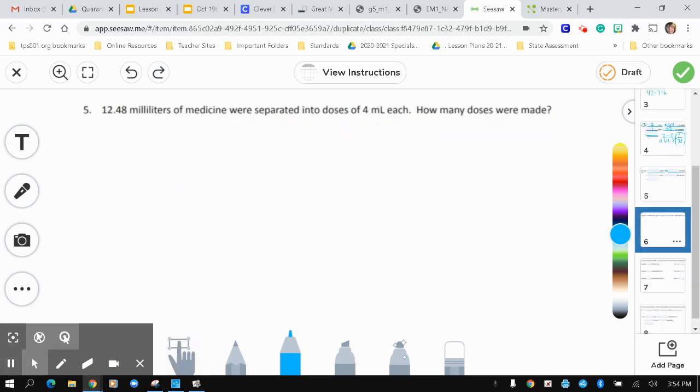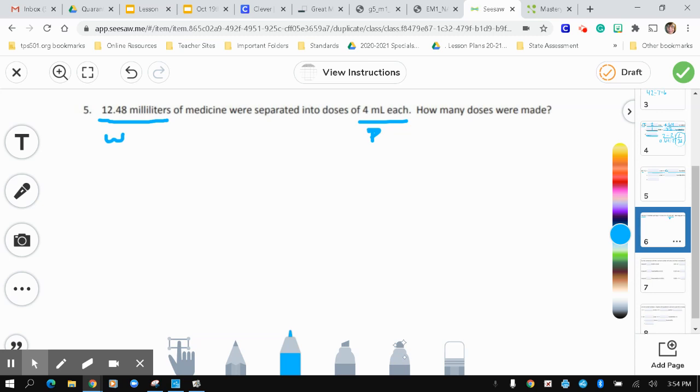It says 12 and 48 hundredths milliliters of medicine were separated into doses of 4 milliliters each. How many doses were made? So when we do word problems, we look for the parts and the wholes first. So right here is the total amount of medicine, that's our whole. And then they separate it into 4 milliliter doses, so that's our part.